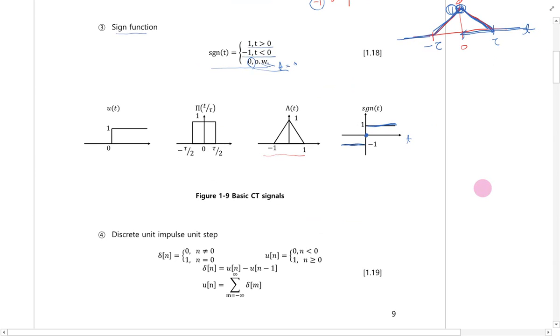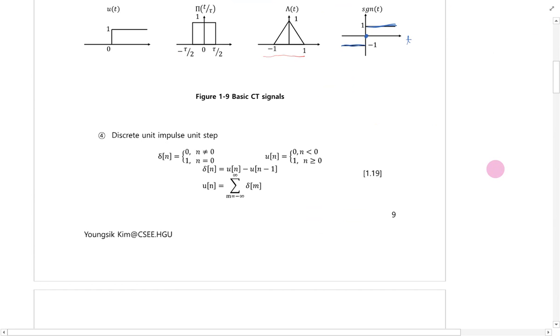Next, I would like to explain the unit impulse and step in the discrete domain. In discrete-time signals, the delta function is defined this way: if n equals 0, then it's 1. In all other cases, it is 0. So I can plot the unit impulse discrete signal this way. This is the index sequence n. If n equals 0, then this is 1.